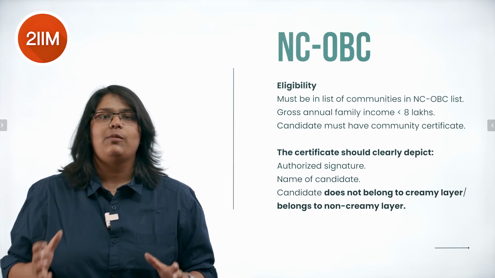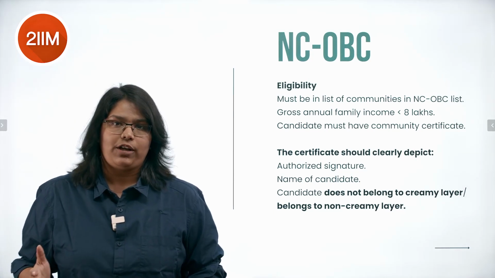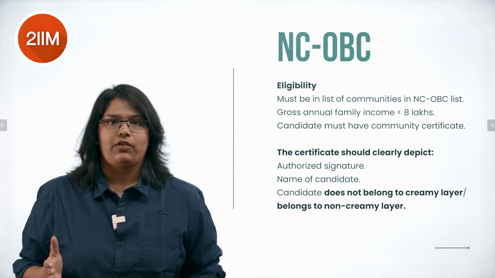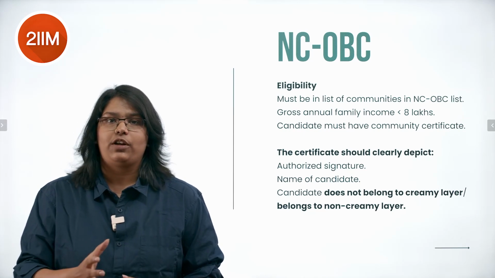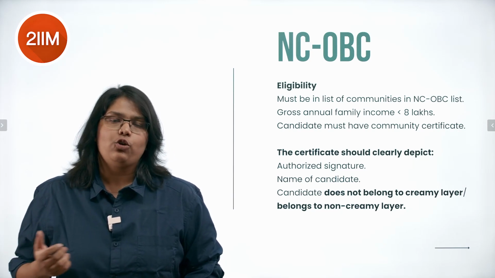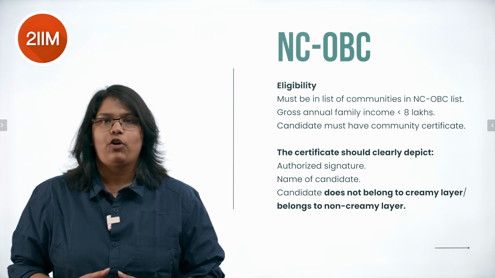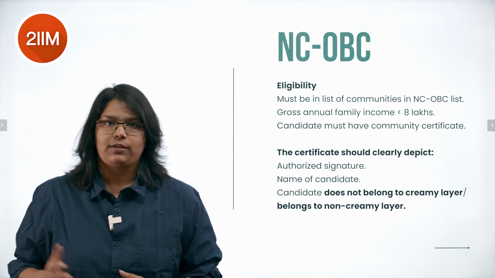Now, the process of getting a community certificate can be different. If your working parent is a salaried employee, you would require your income certificate and after that you will be able to get your NCOBC certificate. If your working parent is a self-employed individual, you would require your ITR acknowledgement receipt for the past 3 years, following which you can get your NCOBC certificate.